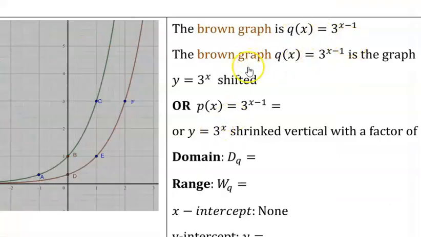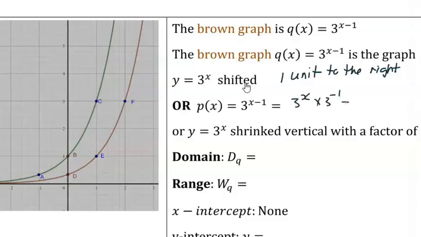Let us look at the brown graph. We see that we have 3 to the power of x minus 1. So this is typically where we take a function with an x minus p, and in this case our p is plus 1. So y equals 3 to the x is shifted 1 unit to the right. Or I can also say p of x is 3 to the x times 3 to the minus 1. So that is equal to a third times 3 to the x, and that we did in a previous example.